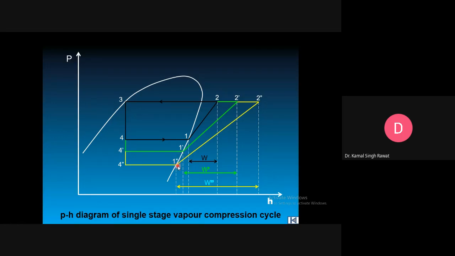And if you further reduce the evaporator pressure, this refrigerating effect is further decreased. So it is decreased from H1 minus H1 double dash. So COP is refrigerating effect upon work required. So our numerator is decreasing and our denominator is increasing. So our COP will be decreased. Okay.